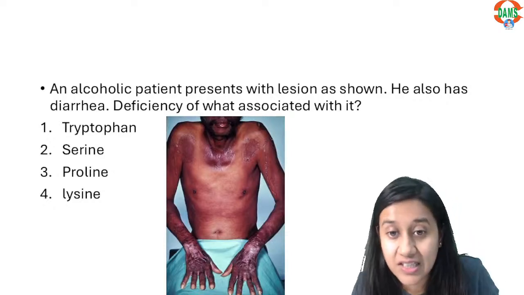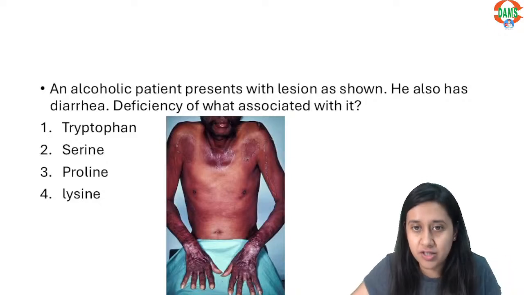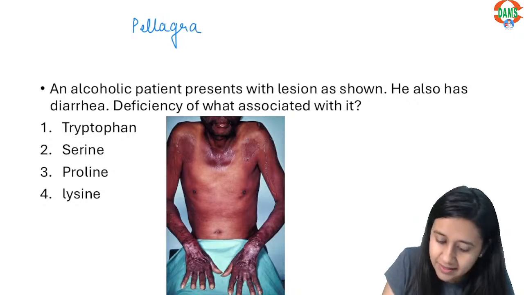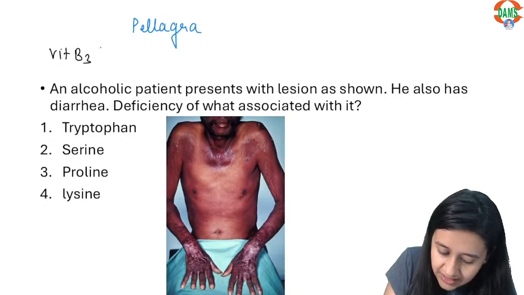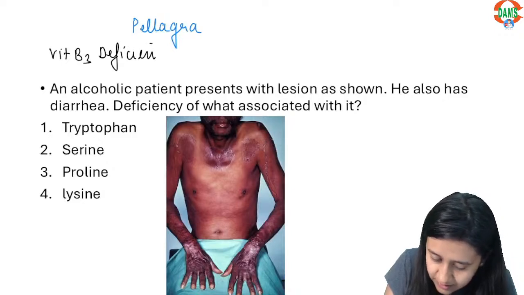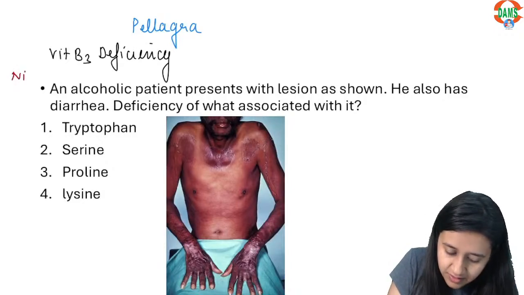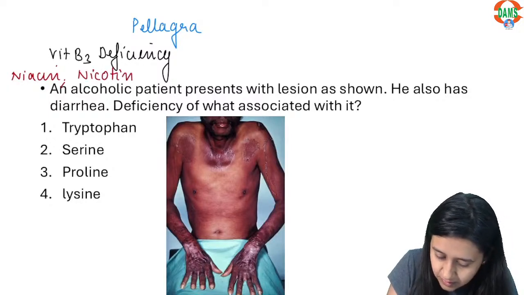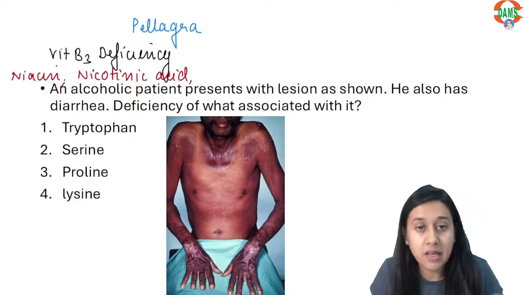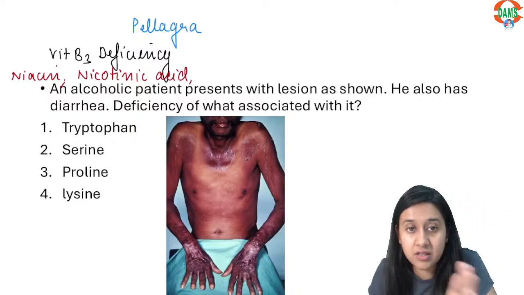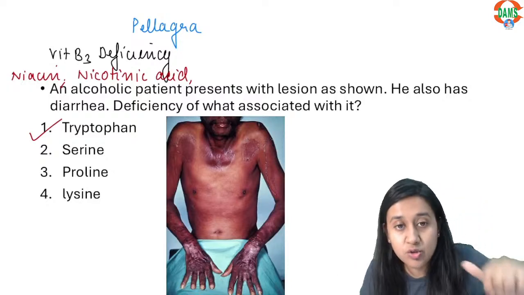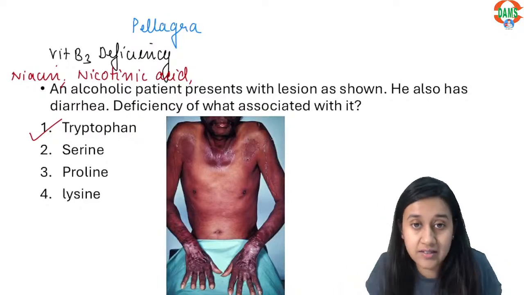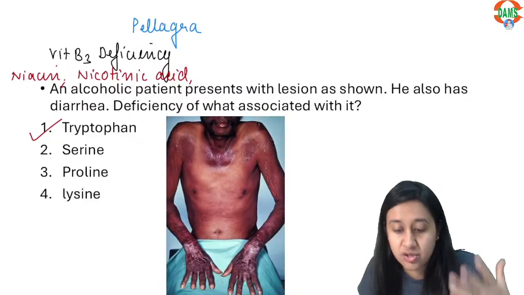Very nice. The diagnosis here is vitamin B3 deficiency, which is known as pellagra. What is pellagra? Vitamin B3 deficiency. What is vitamin B3? Niacin or nicotinic acid or niacinamide. Please remember, what is the precursor of niacin? Tryptophan. So if there is deficiency of tryptophan, there will be no niacin formation in the body. And if there is no niacin formation, definitely the patient will show the features of pellagra.